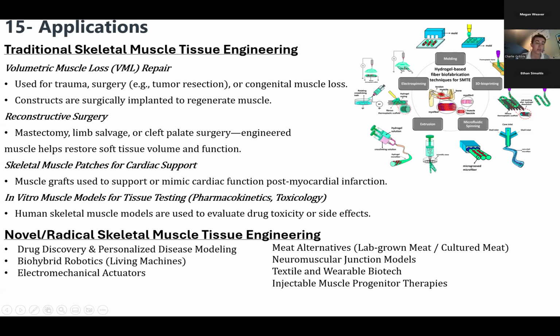Now, what I thought was really interesting was some of these novel, more radical skeletal muscle tissue engineering fields. The big ones that stuck out to me included actuators, meat alternatives, something a lot of us eat every day, textile and wearable biotech. There's actually a lot of research going on in different athletic companies trying to get wearable biotech to increase the game for athletics. And then finally, injectable muscle progenitor therapies. They really don't have that currently. Nothing has been able to be specialized and injectable. It's always been in an actual open surgery.